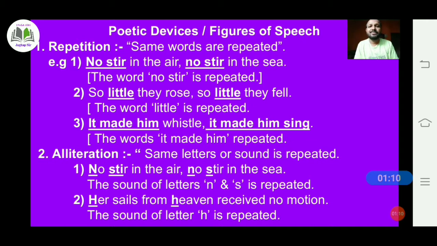Now let's talk about poetic device number 2, that is alliteration. And you know very well what alliteration is, where some letters or sounds are repeated. As in example number 1, no stir in the air, no stir in the sea. Here the sounds of letters N and S are repeated, as you can see in the example. Now let's talk about example number 2. Her sails from heaven receive no motion. Here the sound of letter H is repeated, like in "her" and "heaven". So this is an example of alliteration.